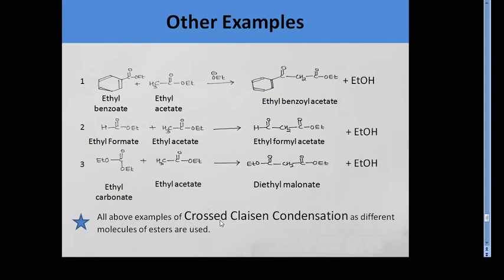So all these reactions we have seen are examples of the crossed Claisen condensation reaction, because if you see here, all are different molecules we have used, whereas in the previous one we used the same molecule, that is ethyl acetate, but here different molecules are used, and that's why the reaction is the crossed Claisen condensation reaction. So all of you now understand what the Claisen ester condensation reaction is.